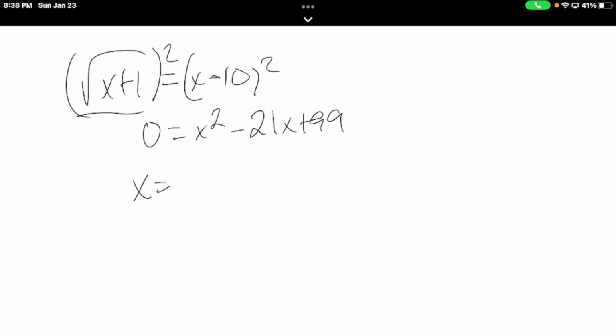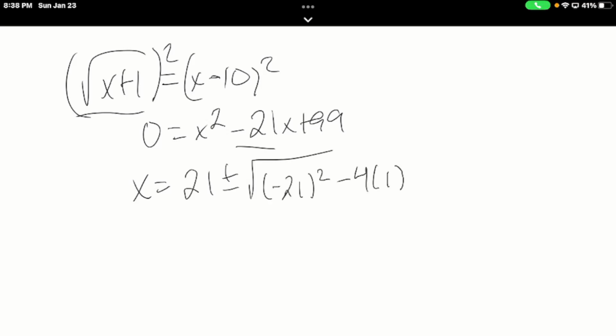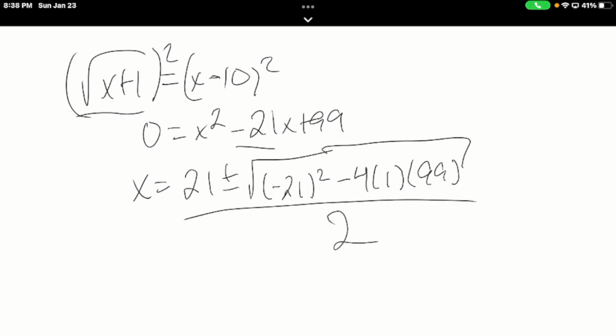The formula is x equals negative b, in this case b is negative 21, so 21 plus or minus the square root of negative 21 squared minus 4 times 1 times 99, all over 2. Honestly, if you just kept it like that, I would have probably given you full credit. But the issue is there is one solution that doesn't work. You could approximate these to a decimal, which is perfectly fine for checking your work. You get 2 answers from this: roughly 13.8 and roughly 7.1.